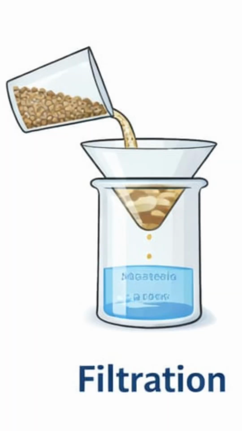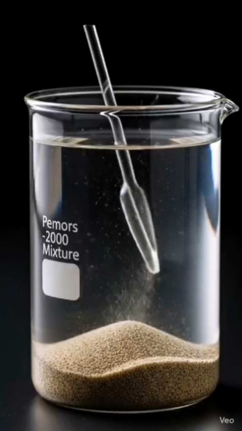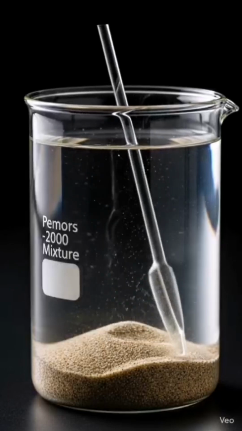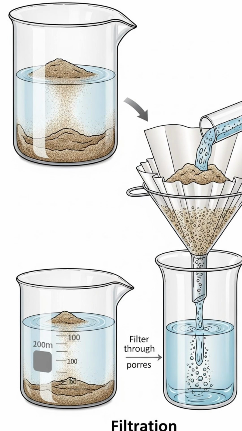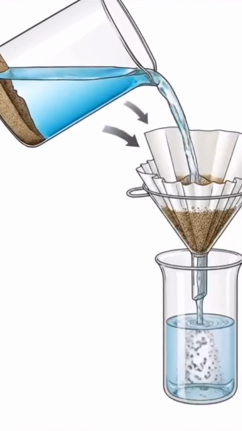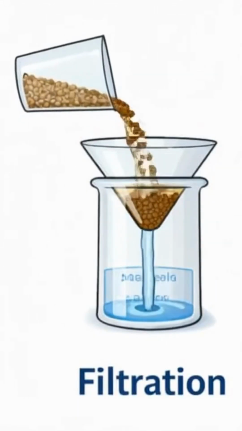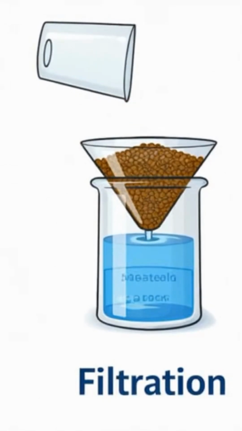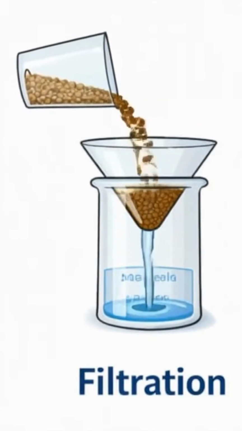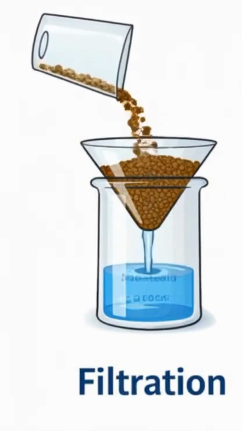Let's start with filtration. Imagine mixing sand and water. The sand does not dissolve, it just sits there. To separate them, we use filter paper. The paper has tiny pores. Water molecules can pass through easily, but the sand particles are too large, so they get trapped. This is how filtration separates an insoluble solid from a liquid.